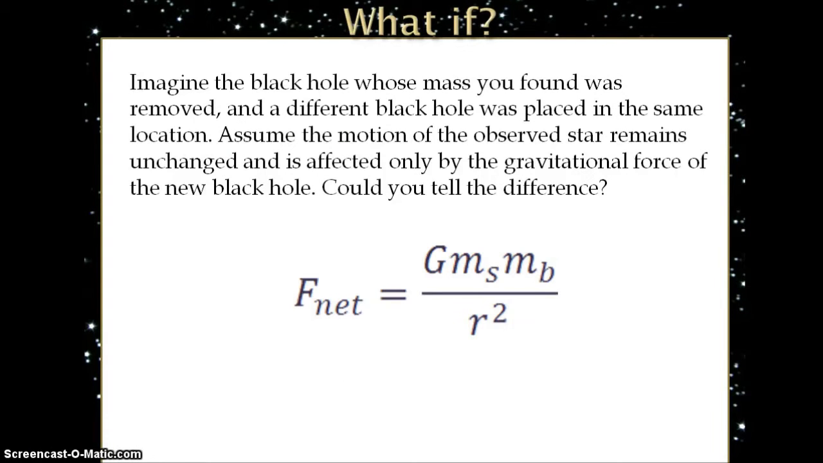For the second question, let's look at Newton's law of universal gravitation. We know that F net has to be the same because we got that from just motion about the star's location. So the only way that the mass of the black hole is different, let's say by a factor of x, is if the mass of the star is different by a factor of 1 over x. So if the mass of the star is the same, the mass of the black hole must be exactly the same.